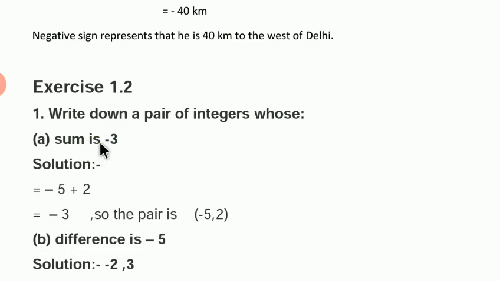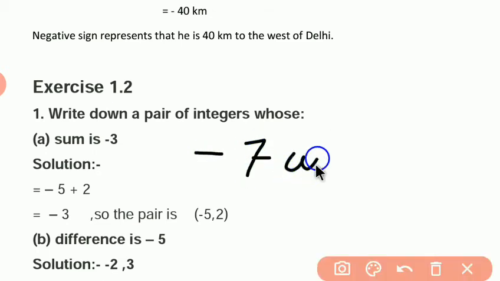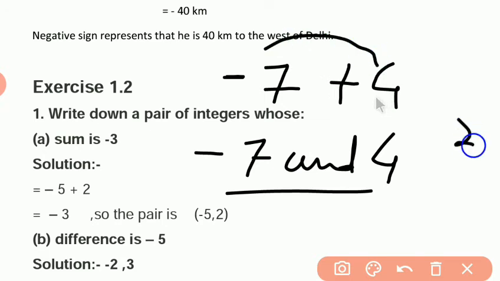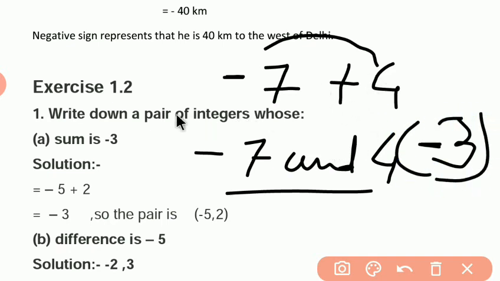We can see one more example of this same question: minus 7 and 4. If we add minus 7 and 4, so minus 7 plus 4, minus and plus, so 7 minus 4 is 3, which is equal to minus 3. You can see that if we take minus 7 and 4, we get the answer minus 3. In this type of question, you can take any pair as you like, but your answer should be correct. It's not a fixed answer. You can take any numbers, but your answer should come out as minus 3 only. Now the next one.